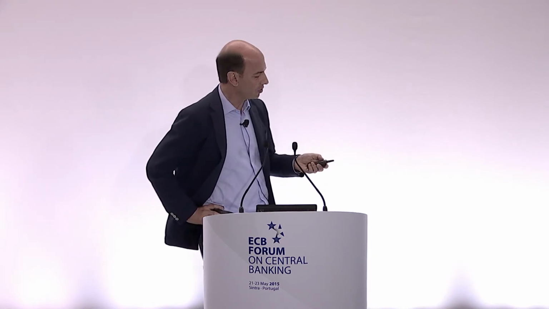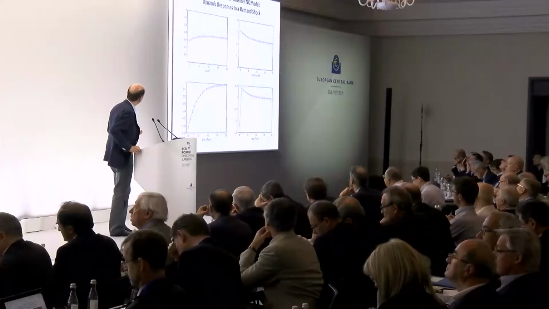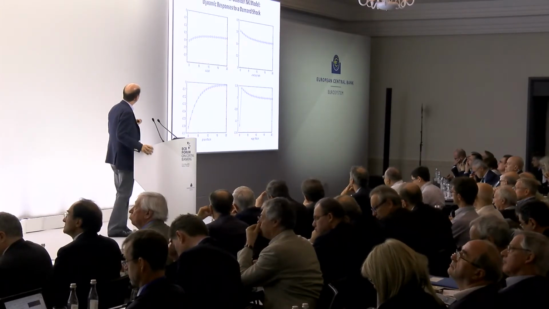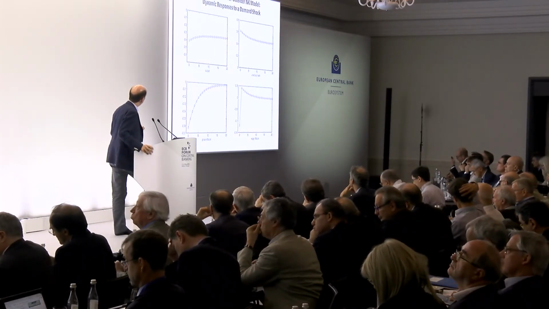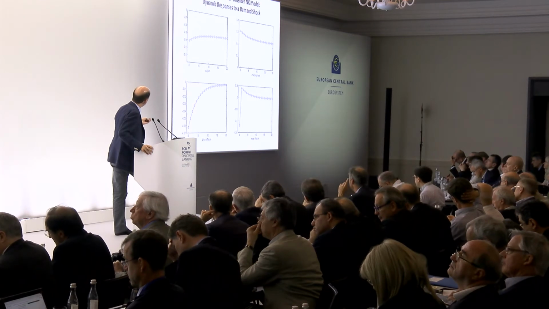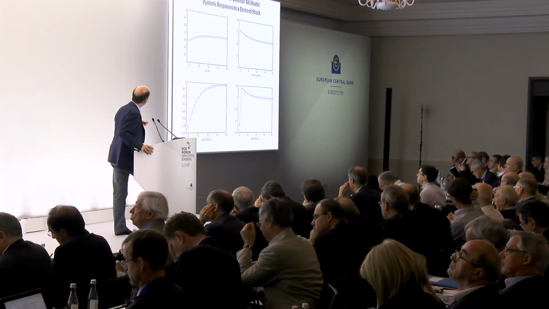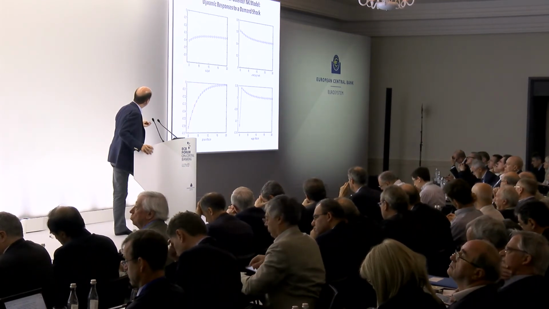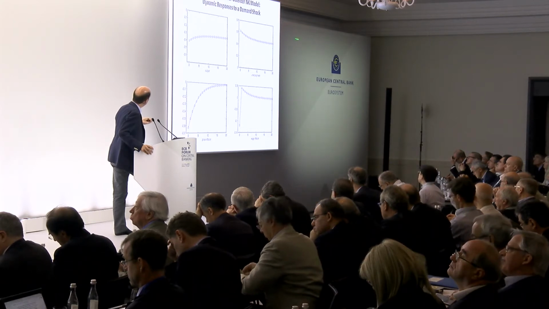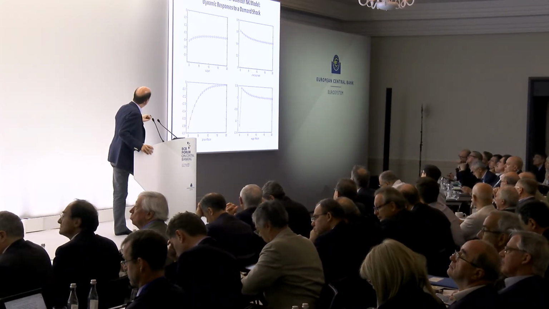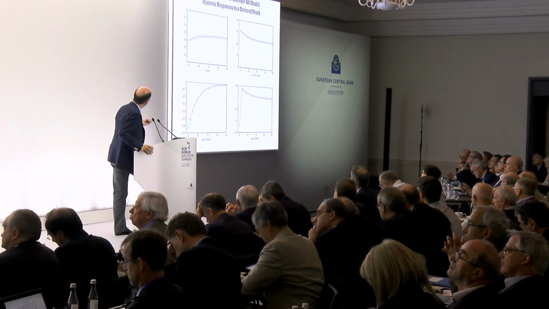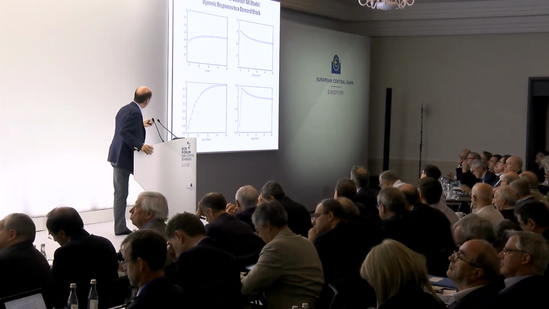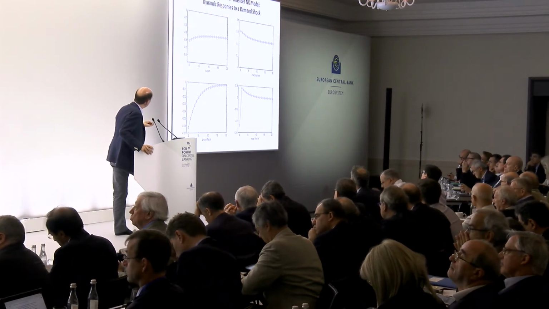So let me show you some simulations. Here you see the response of the unemployment rate to a transitory adverse demand shock. You see how the unemployment rate increases permanently, output decreases permanently, and the effect on wage inflation and price inflation is really tiny.